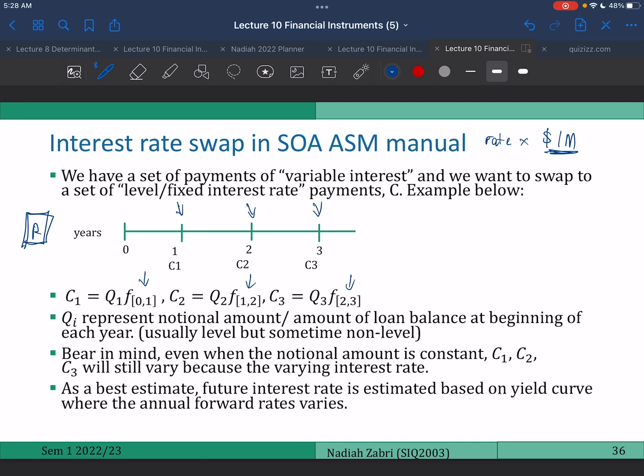Okay, so Q_t represents the notional amount, right? Bear in mind, even though the notional amount is constant, C1, C2, C3 will still vary because of the varying interest rate. So the forward rates will be derived based on the yield curve, because forward rates we can derive from the spot rates, right? The R1, R2, and R3. From R1, R2, and R3, we can estimate our forward rates.